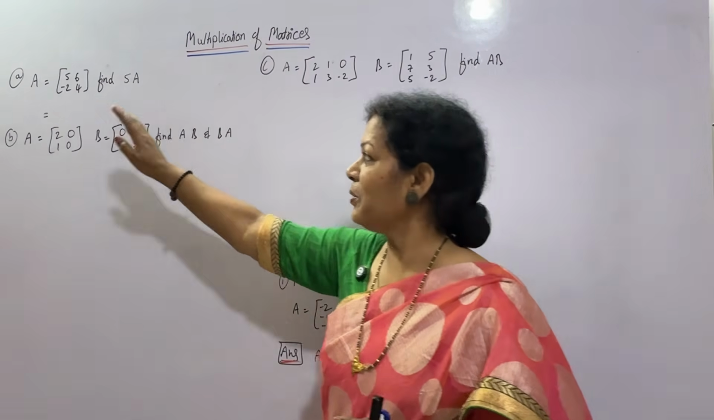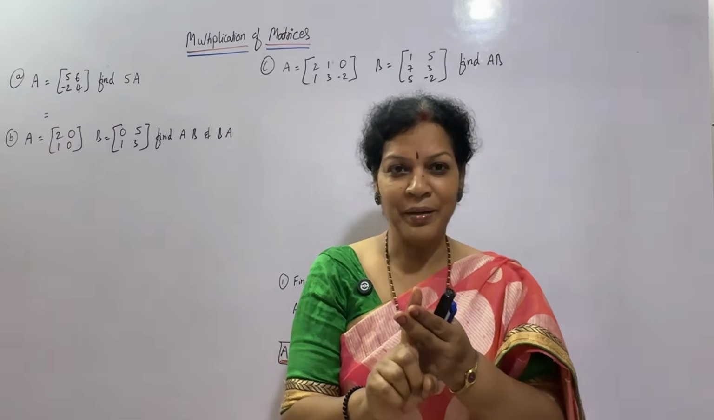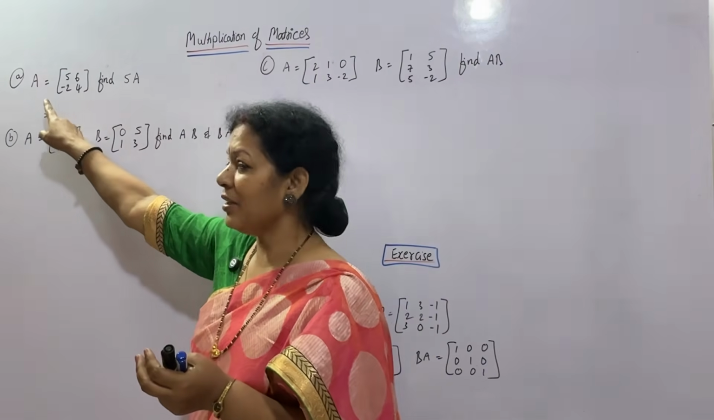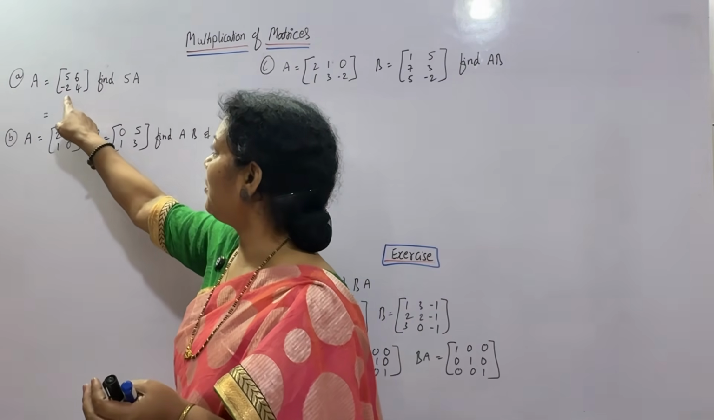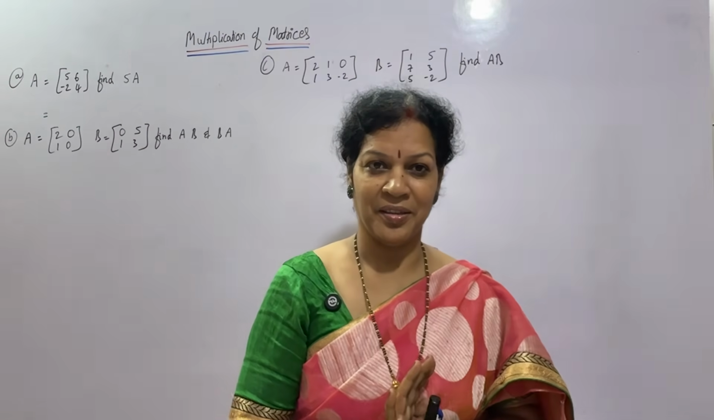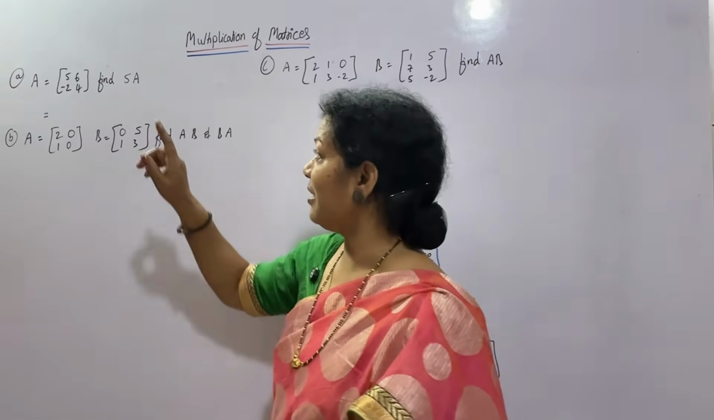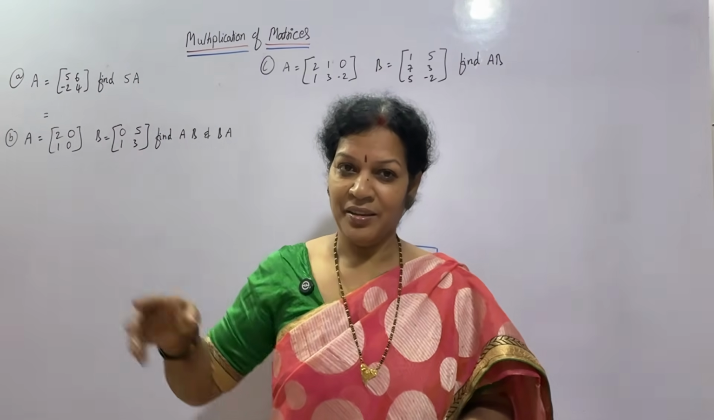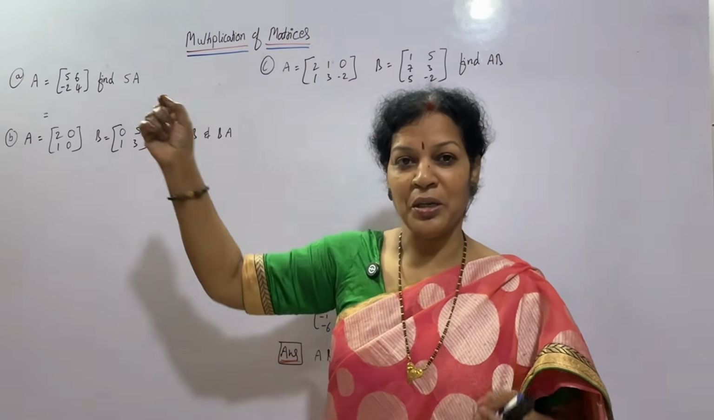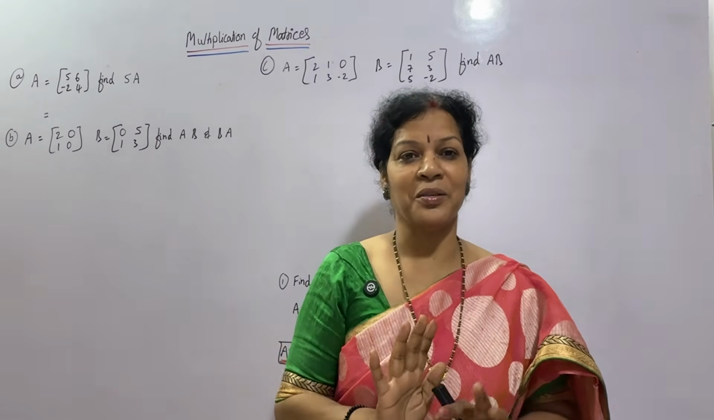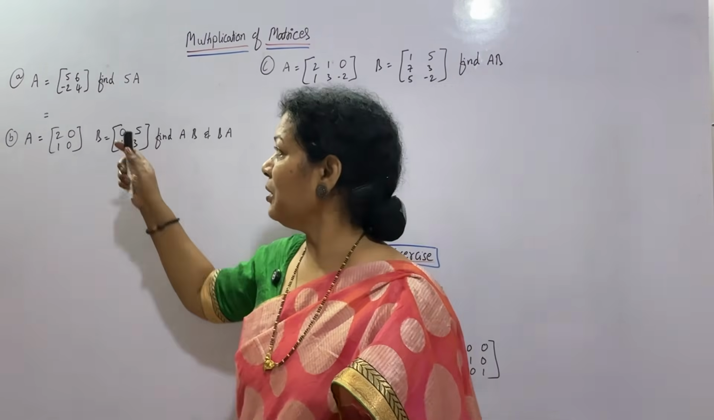The first one is where only one matrix is given, that is A. A's elements are 5, 6, minus 2, 4. That's all. To multiply, B is not given, but they are saying find 5A. A matrix you have to multiply with 5. That's all. Okay. So we can do it very easily.